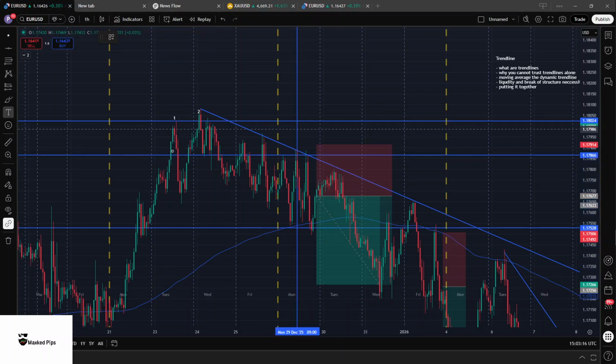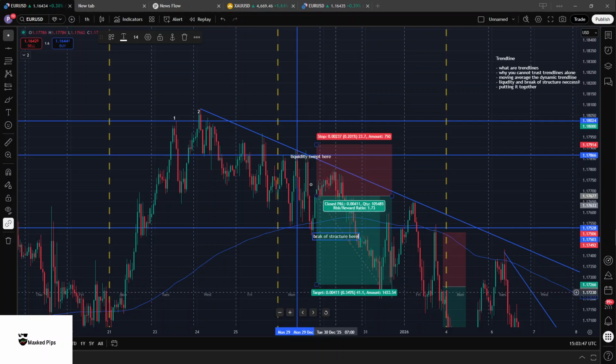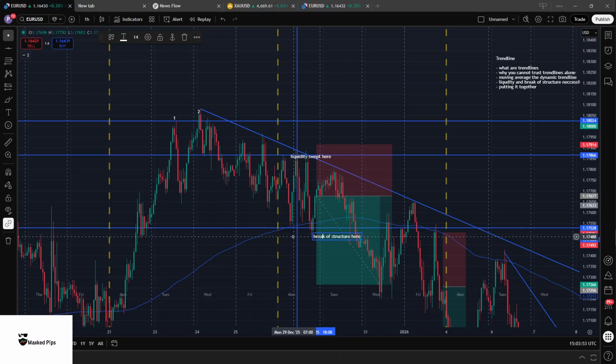okay, I think this is the best way to write it. Let's see, liquidity swept here. Liquidity swept here, and then here was the breakup structure. Breakup structure occurred here.